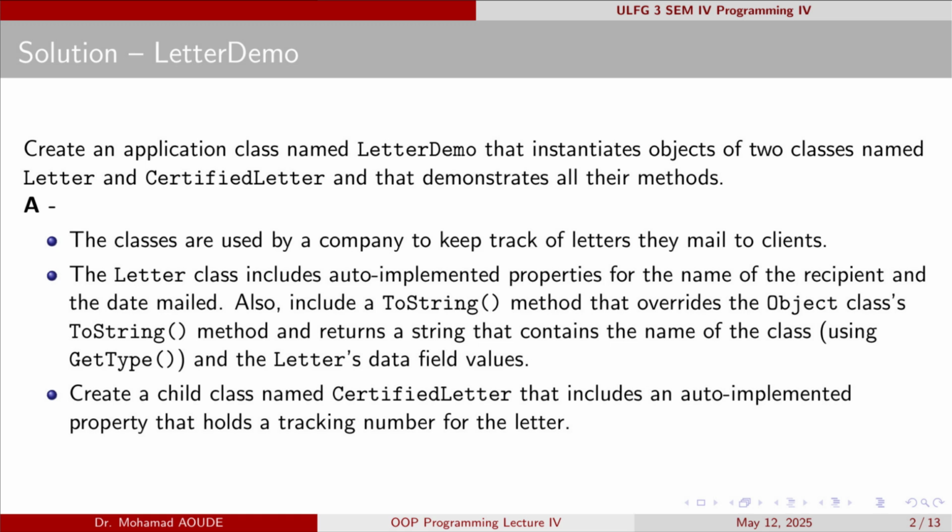class. The CertifiedLetter class is specified as a child class of Letter. This is the core of inheritance. A certified letter is a type of letter, so it will inherit the characteristics and behaviors of a letter. The CertifiedLetter needs an additional auto-implemented property for a tracking number, which is unique to certified letters. Finally, the LetterDemo application class will create objects of both types and demonstrate their methods.